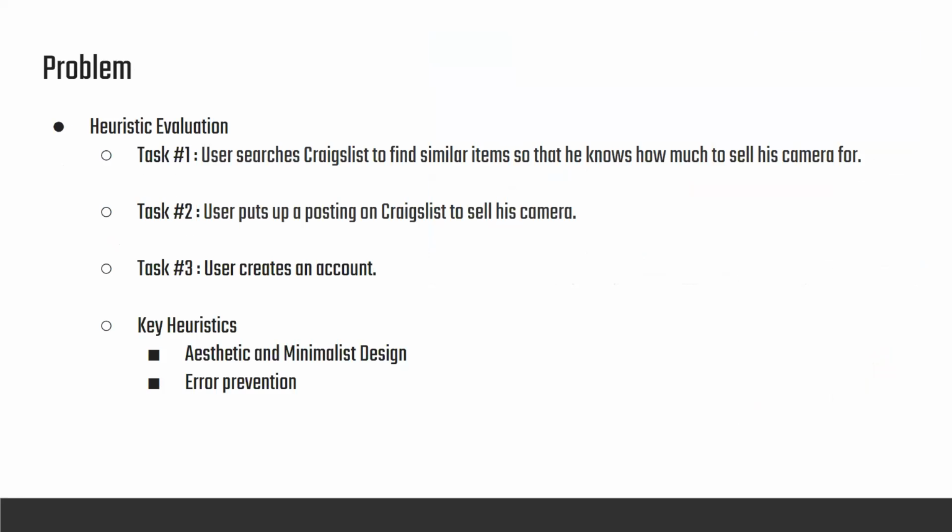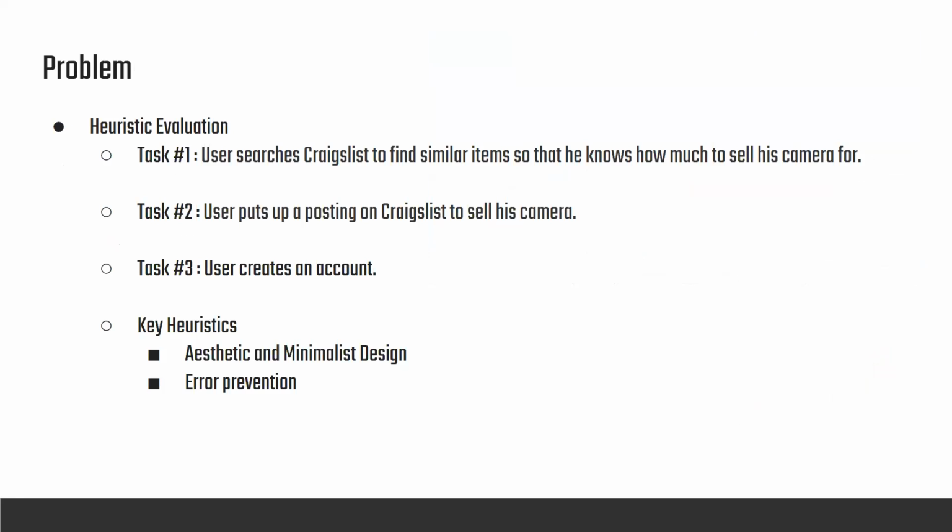So to find our problem, one of the tools we used was a heuristic evaluation, where we simulated the user doing 3 different tasks and looking at the heuristics involved. So the first task was the user searching Craigslist to find similar items so that he would know how much to sell his camera for. The second was the user putting a post on Craigslist to sell his camera. And the third task was the user creating an account.